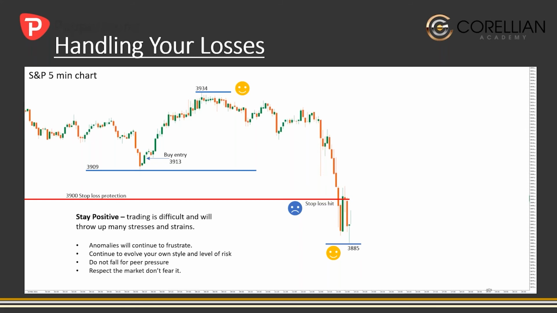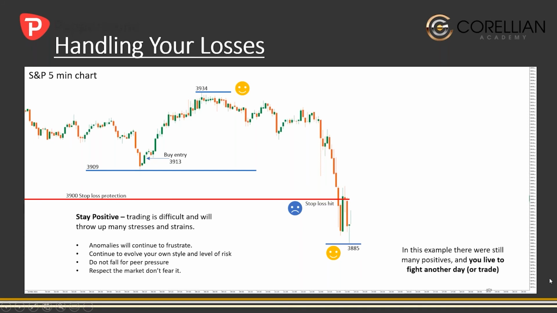You know, there will be these anomalies. Don't fall to peer pressure as well. If you're hearing about other people that are doing really, really well, make sure you've got a plan that applies to the type of trade you're in. Respect that market, because it will go wrong, but don't be afraid of it. Take these losses and move on.